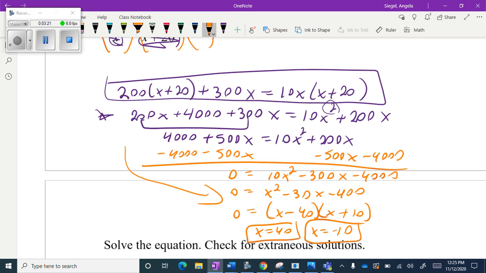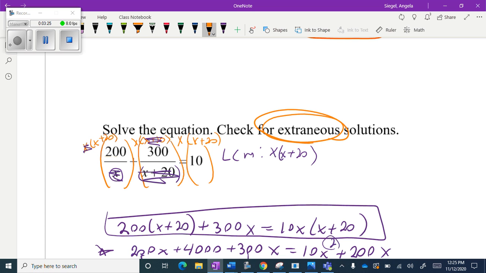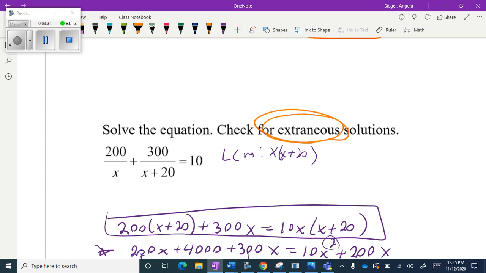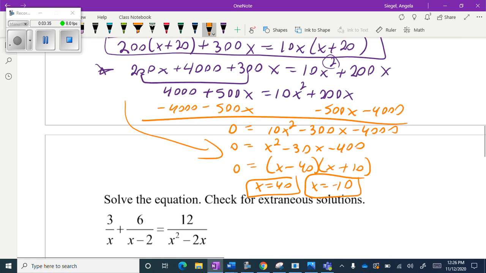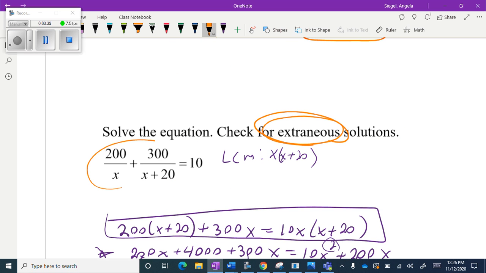And so I'm going to come back up here. This word extraneous, that means that you are going to need to plug it in to your original equation to make sure that nothing weird comes out of it. So for instance, it would be extraneous if I plugged in 40 here and I didn't come up with the answer of 10. It would be like something else.